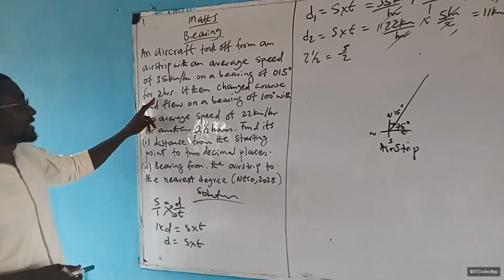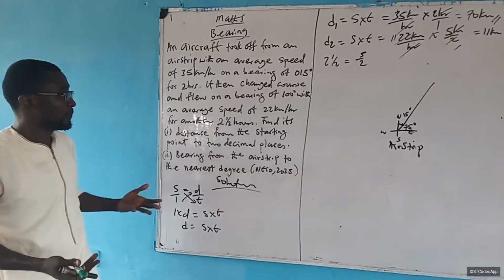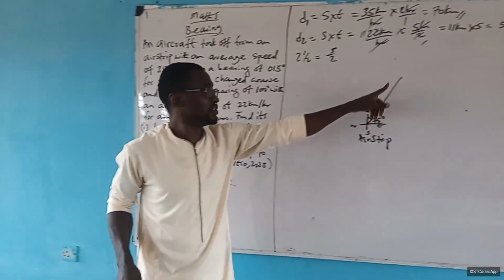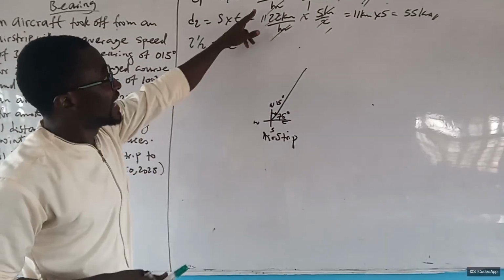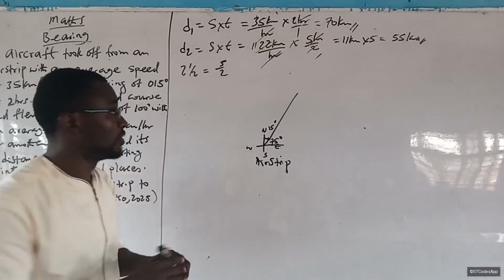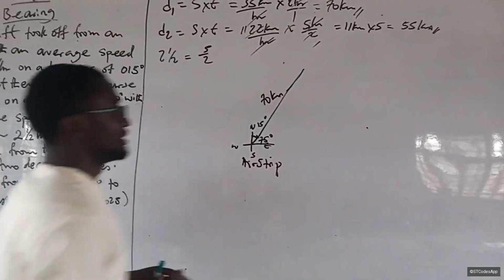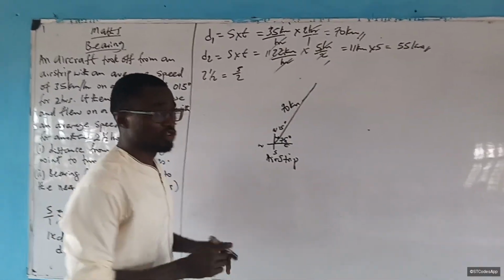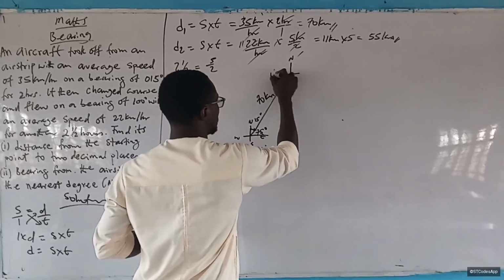Now, what happened? We are told that after it flew at a speed of 35 km per hour for 2 hours, it then changed course. Meaning that as it got to this point, it changed course. The distance covered at 35 km per hour for 2 hours gave us 70 km, right? So the distance here is 70 km. This is the distance covered. Then at the end of that point, we draw another cardinal point like this, indicating our north, south, west, and east.